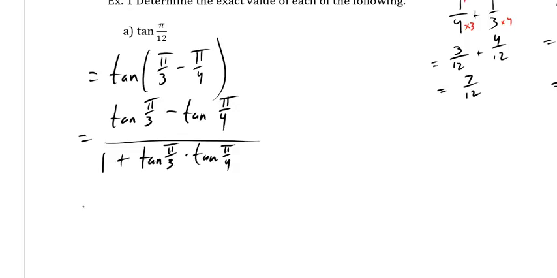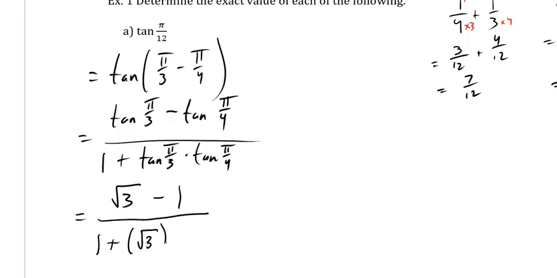What is the tan of pi by 3? Root 3. What's the tan of pi by 4? 1. Am I going too fast? Everybody okay? Over 1 plus, what's the tan of pi by 3? Oh, it's the same thing, root 3. The tan of pi by 4, same thing, 1.